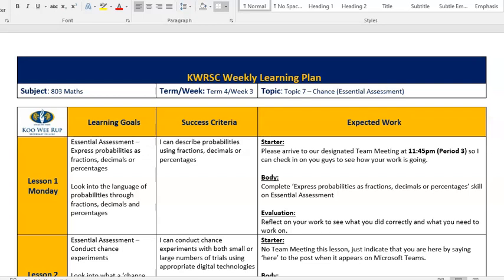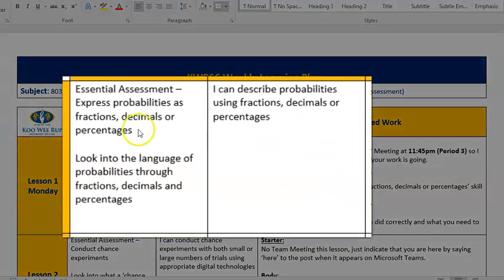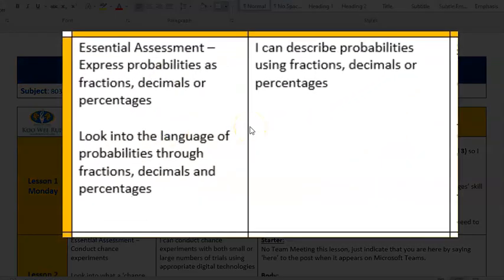Mr. Herman here, and this is the new topic, topic 7, chance, which we'll be doing using the Essential Assessment Program. This skill we'll be looking at is expressing probabilities as fractions, decimals, or percentages. The learning goal is to look into the language of probabilities through fractions, decimals, and percentages, and the success criteria is you can describe probabilities through the use of fractions, decimals, or percentages.